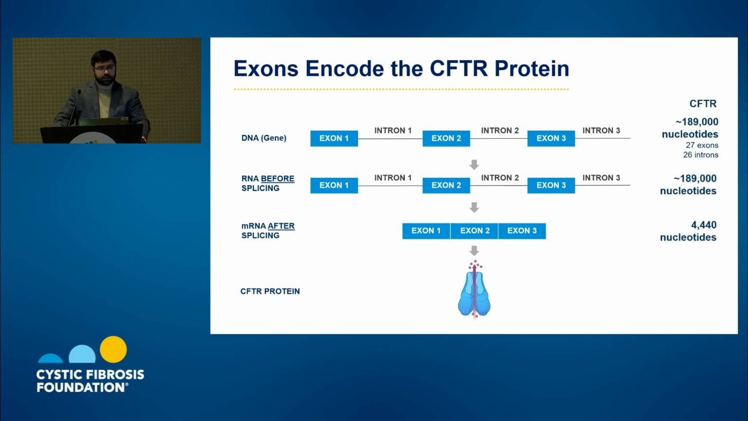CFTR, the gene itself, is very large. We're talking 189,000 nucleotides. At the end, after splicing, you have 4,440 nucleotides. So a lot of the genetic information in there is ultimately cut out to result in your functional protein.